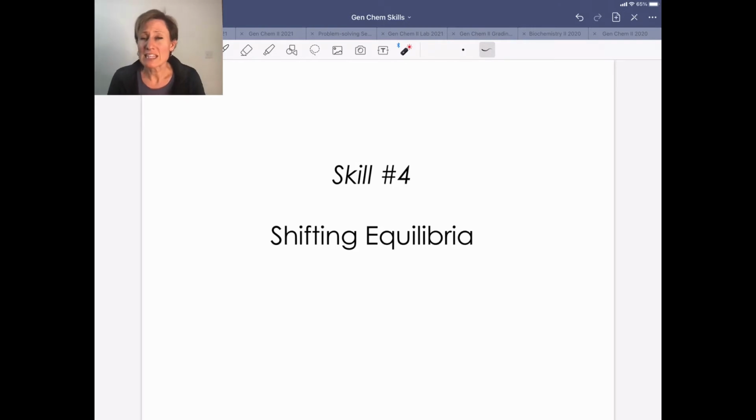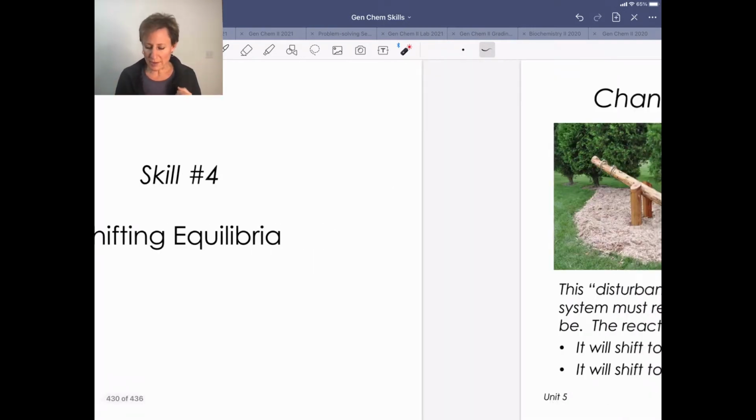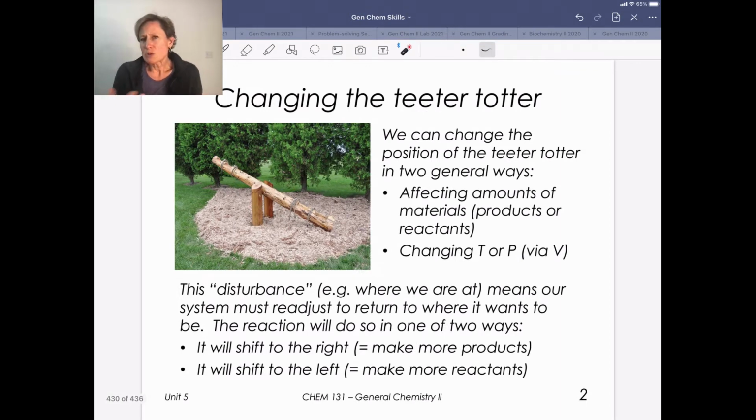All right, last little piece here is more qualitative, thinking about shifting equilibria. So conceptually, I want you to imagine that this is changing the teeter-totter. Remember, every reaction has a set point that it wants to be at. But if we shift it away from where it wants to be, it's going to move to try to shift back. So conceptually, I want you to think about that.